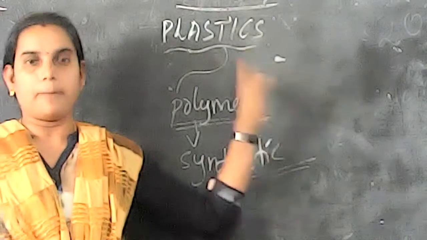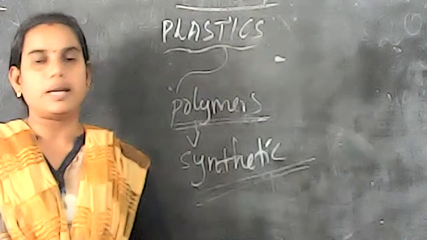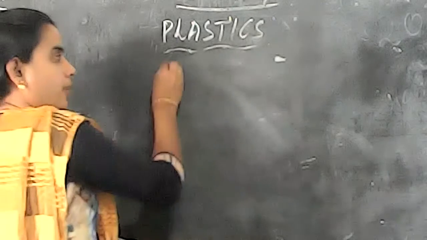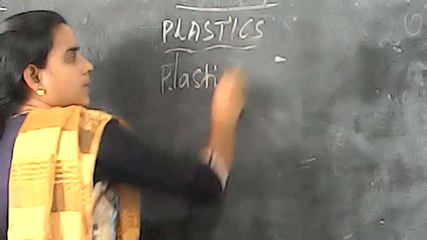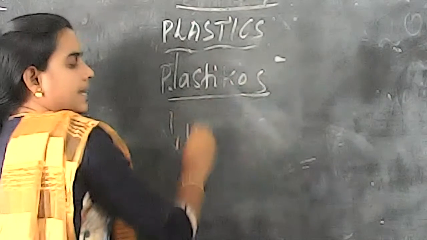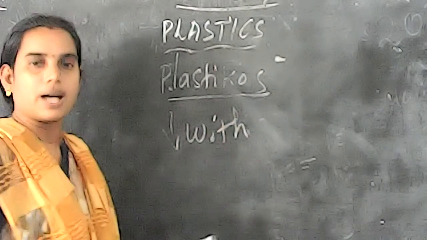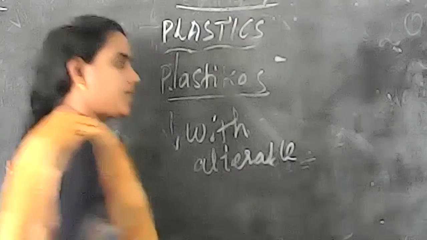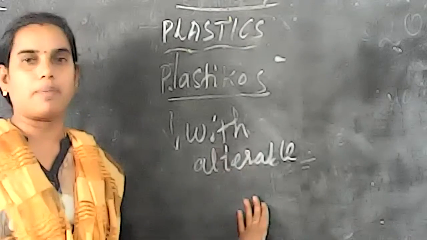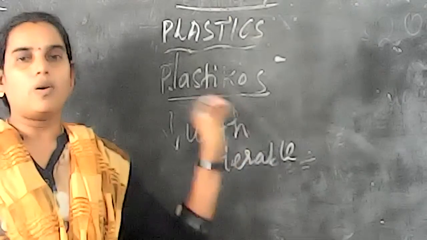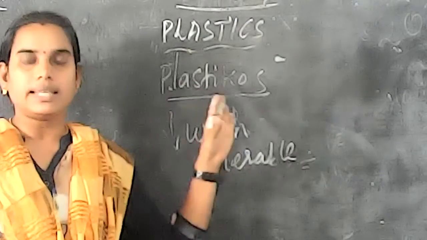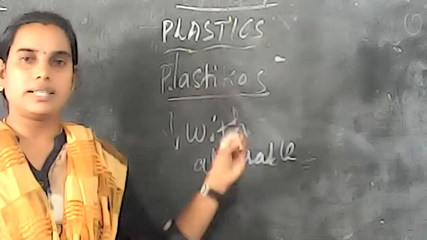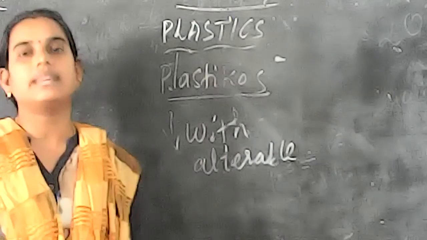This word plastic is mainly derived from the word plasticos. Plastic is a Greek word which derived from plasticos. Plasticos means with alterable shape. So we can convert it into any shape. And plastics always belong to the category of synthetic polymers, like nylon, rayon. These are all in the category of plastics and synthetic polymers.